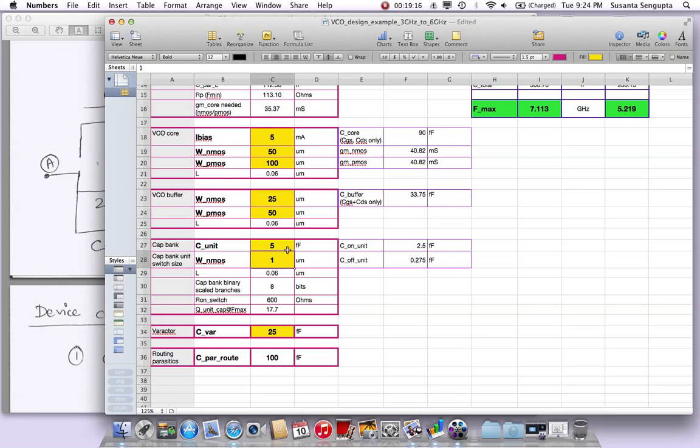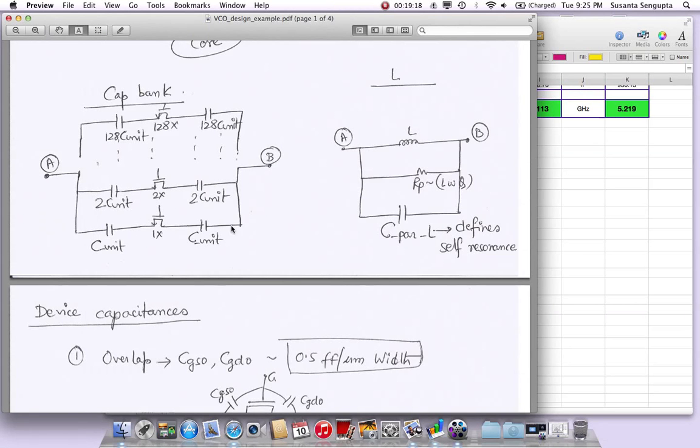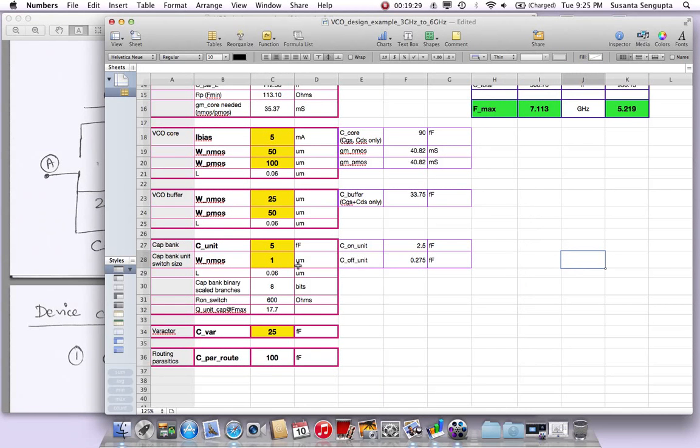Let's see, for just this branch itself, we are not worried about other branches. Other branches are 2x, 4x, 8x scaled versions of this. So if we just do one thing, we can scale it around, and that's what I'm doing here. So what is the on capacitance that we're going to see differentially between A and B?